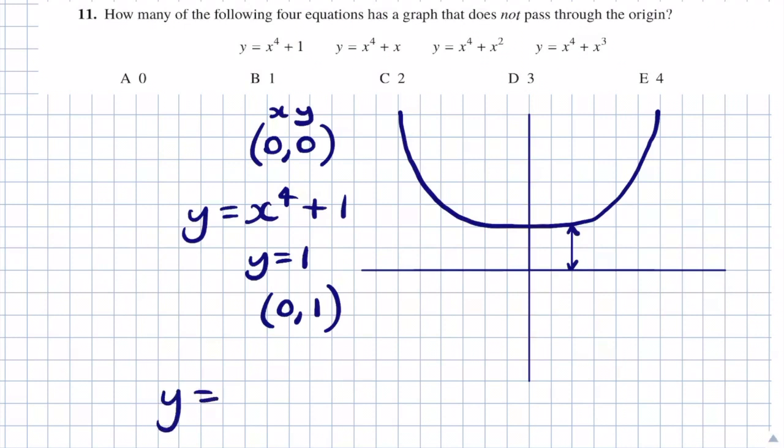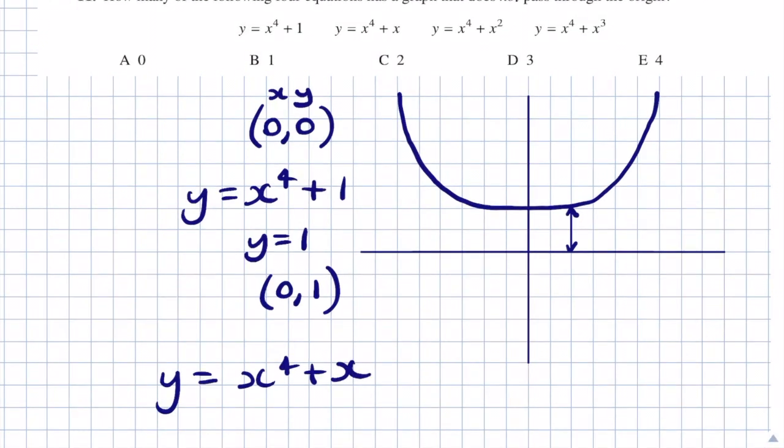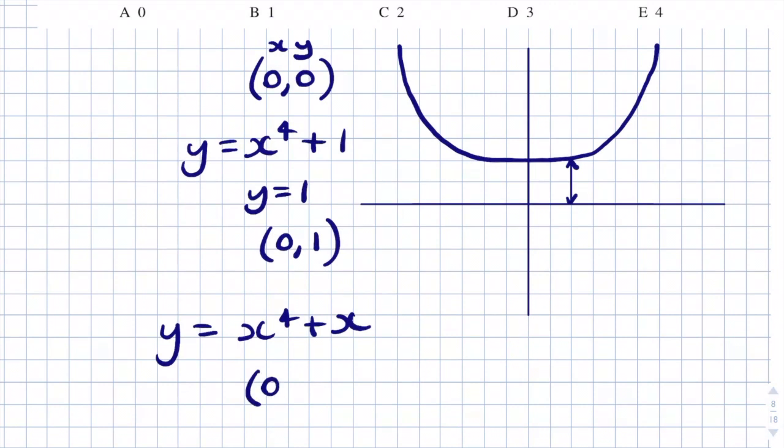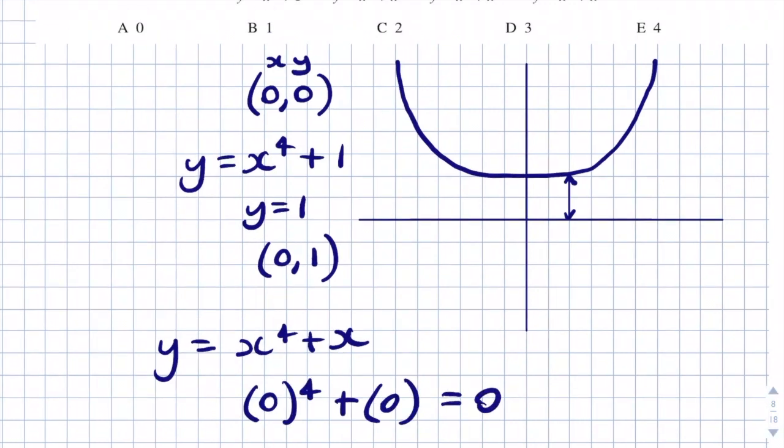So, next curve is y equals x to the 4 plus x. When we substitute x equals 0, we get 0 to the power 4 plus 0, which equals 0. We know y equals x to the power 4 plus x passes through the origin.